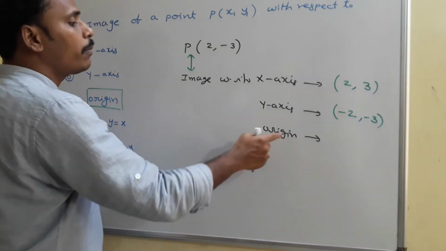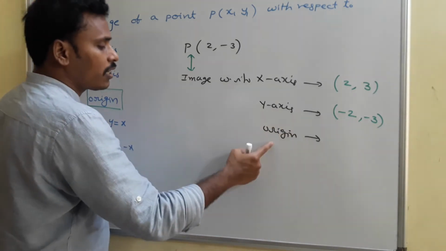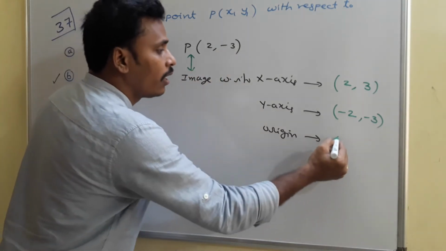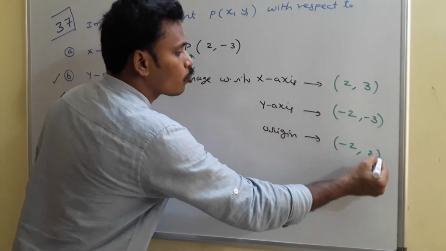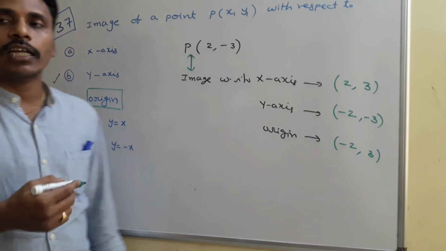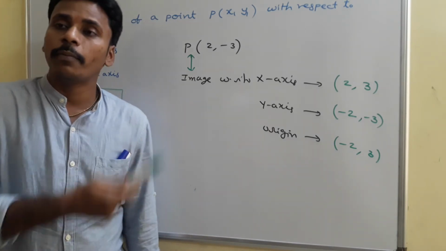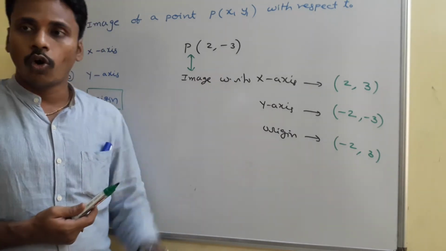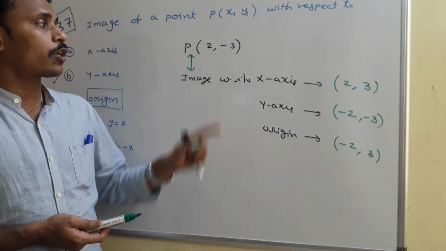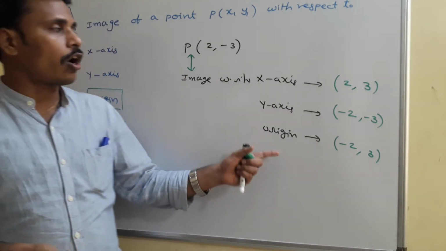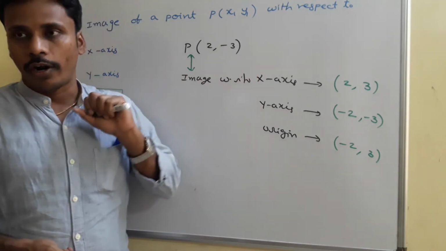Whereas what will be the image with respect to the origin? To find the image with respect to the origin, you need to change the signs of both the coordinates, then it will become (-2, 3). Okay, so directly we will use these notations, right? To write the image with respect to the x-axis, change the y coordinate. To write the image with respect to the y-axis, change the sign of the x coordinate, and for the origin, change the signs of both the coordinates, right?